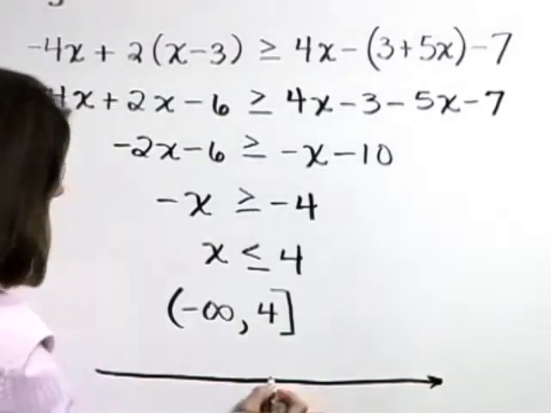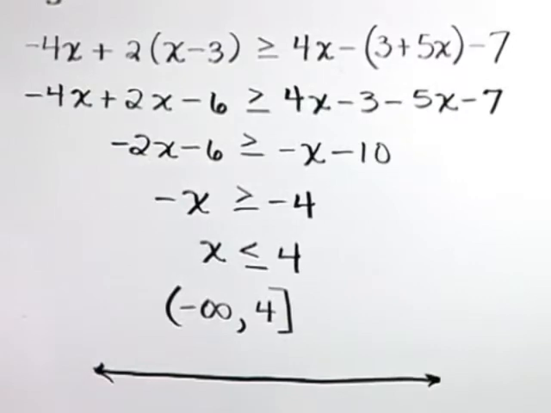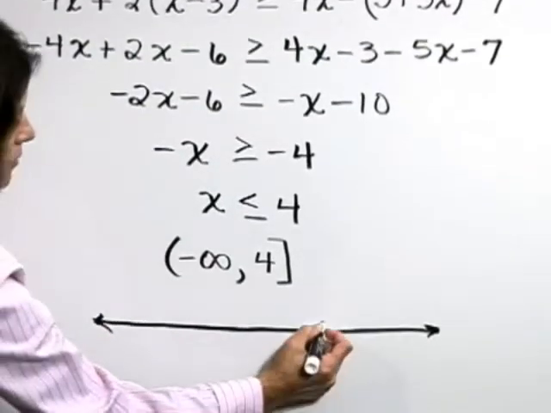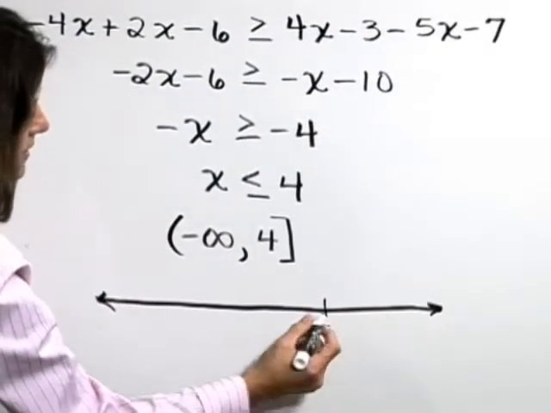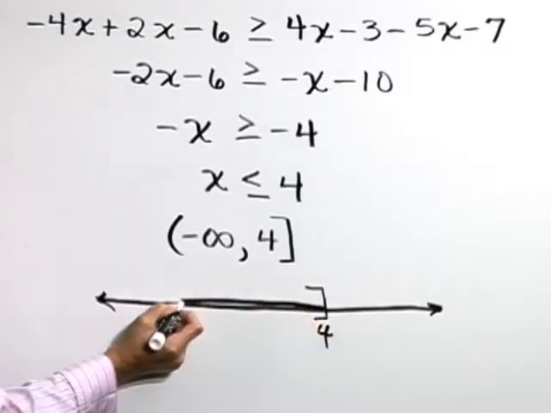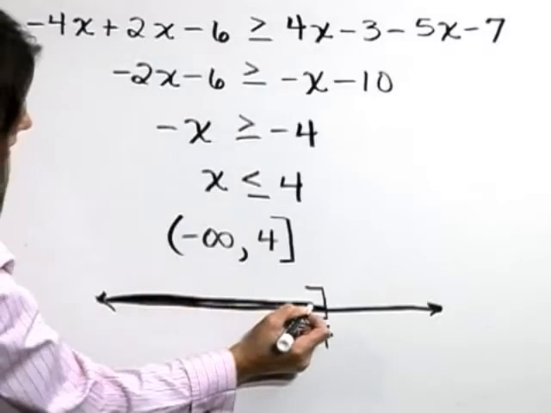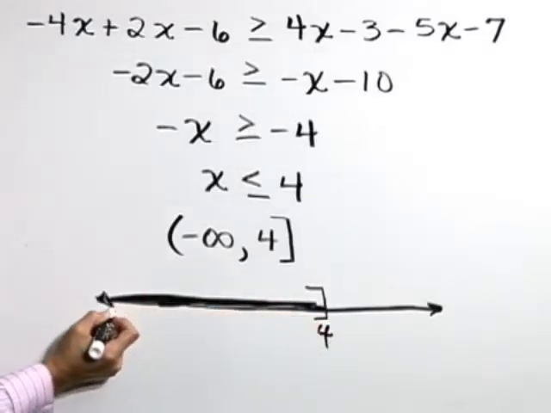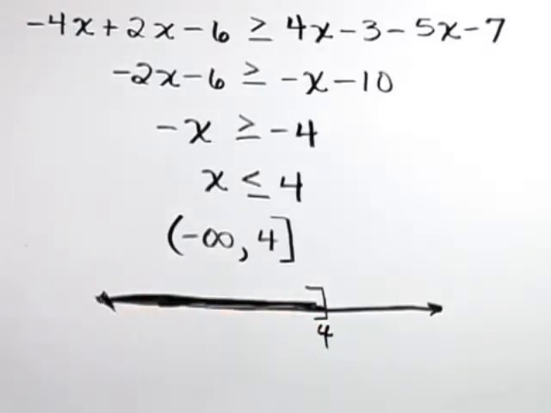And lastly, let's graph this solution on the number line. Just locate 4 somewhere on the number line. Let's put a bracket around it and let's highlight these numbers to the left, indicating that that is our solution interval along with the bold bracket. The solution is all those numbers that are less than or equal to 4.